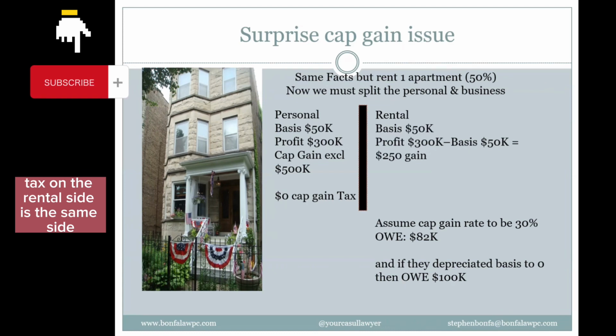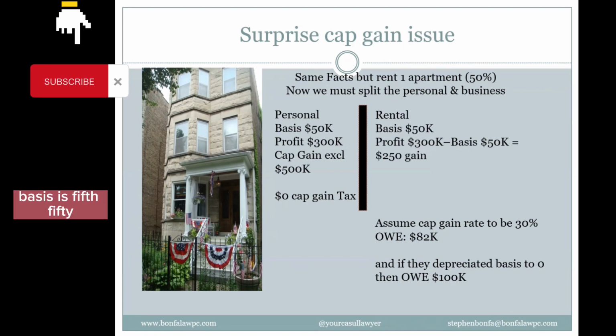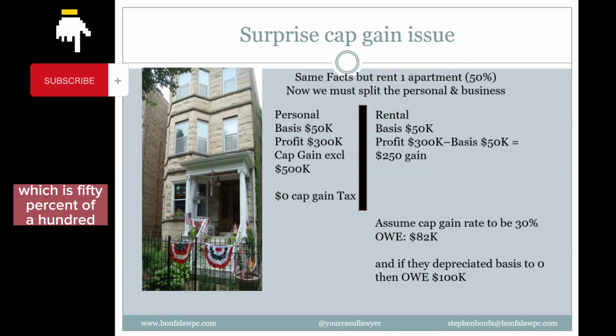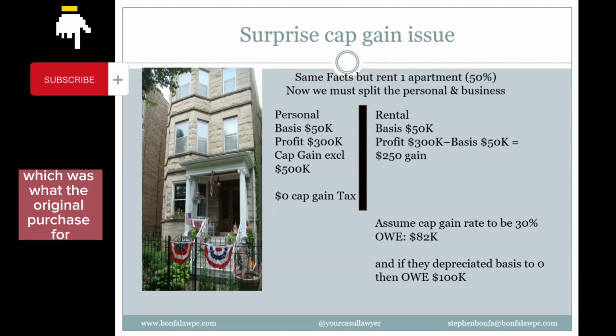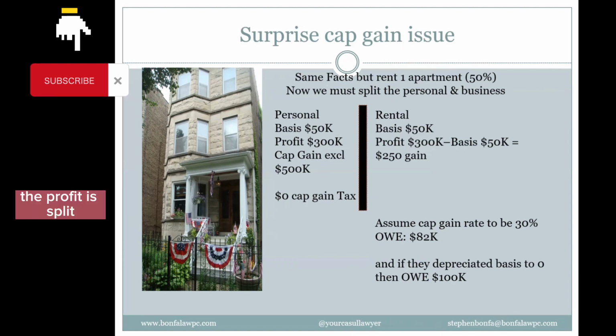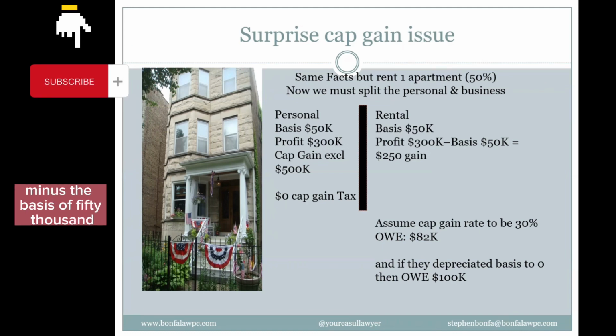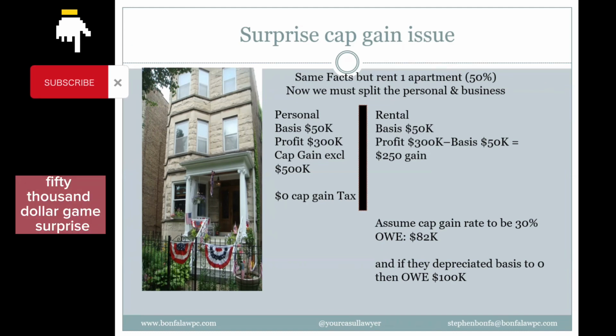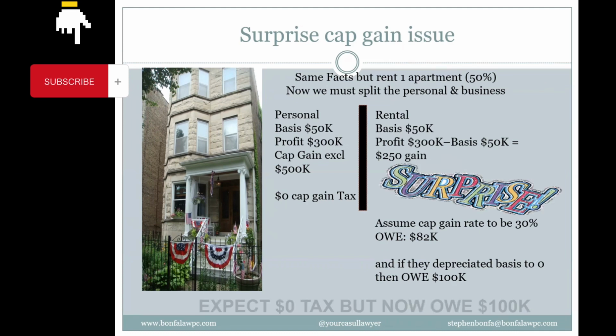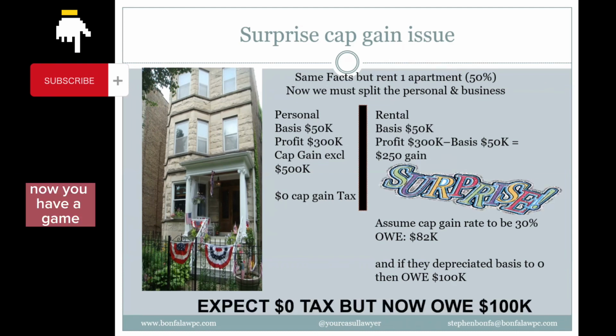On the rental side, it's the same size. Basis is 50, which is 50% of 100, which was what they originally purchased it for. The profit is split, $300,000 minus the basis of $50,000. Now there's a $250,000 gain. Surprise! Now you have a gain.